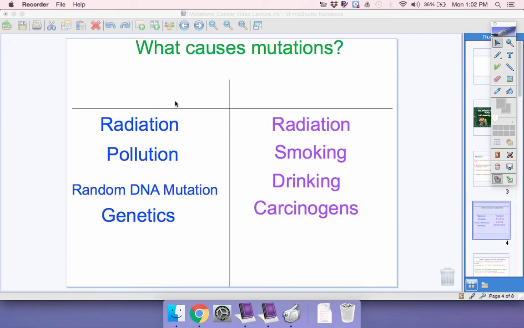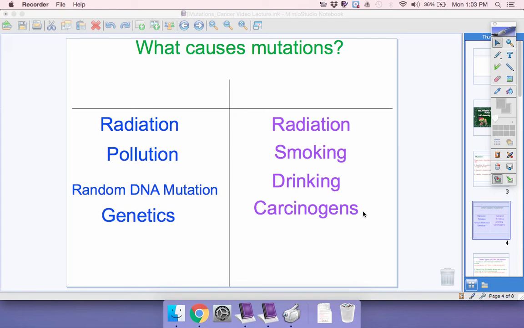So what causes mutations? There are two categories of things. On this side, I have radiation, for example, from the sun or from X-ray machines, pollution, random DNA mutations, and then genetics. On this side in purple, I have radiation as well from the sun, smoking, drinking, and carcinogens, which are chemicals that cause cancer.